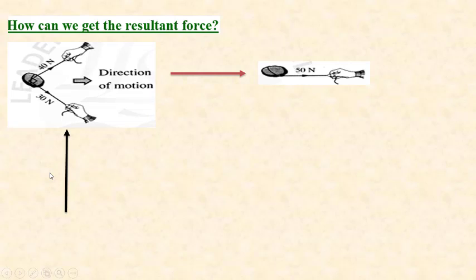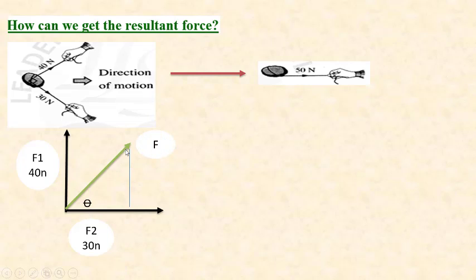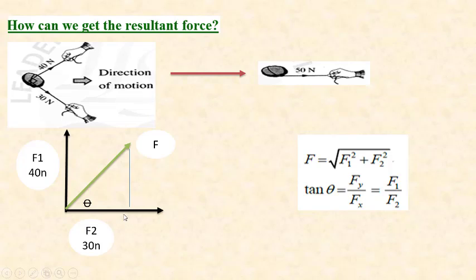F1, 40 Newton, is normal to F2, 30 Newton. The resultant will be between them like that. This is the resultant force. By using the idea of the Pythagorean theorem, we can get F, which is considered the hypotenuse. So F resultant will be the square root of F2 squared plus F1 squared. And we can also get this angle theta by getting tan theta, which equals Fy over Fx.